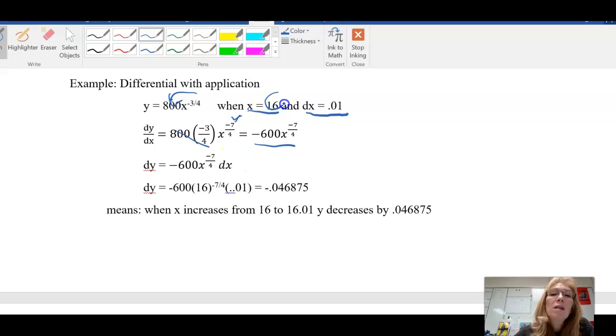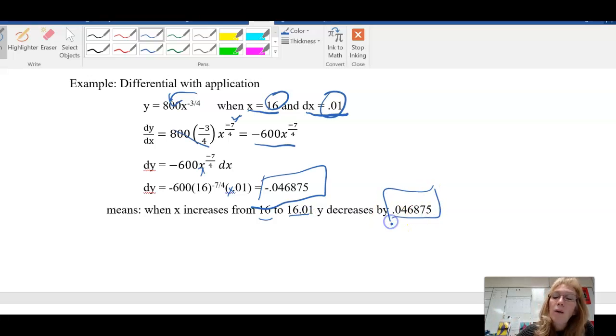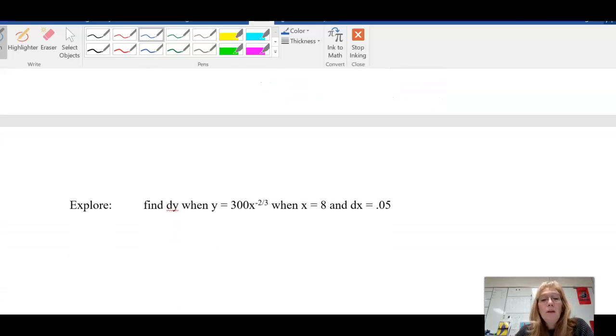Now we just plug in our 16 for x and our 0.01 for dx. This says if x is off by a positive 0.01, then my y is going to decrease by 0.046875 when I go from 16 to 16.01. So at 16, I will be off by this on my y value. That's how much I will lose. Good or bad? Who knows?